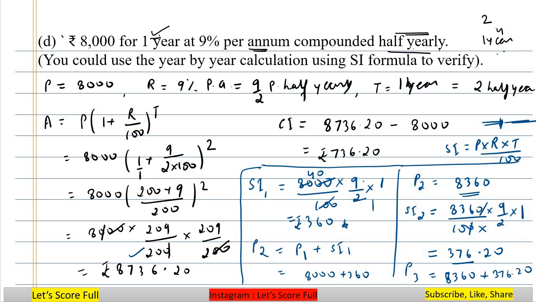And you can even add the first half year's simple interest and then the second half year's principal interest. This will give you exactly the same amount, 736.20. Let's move to the next question.